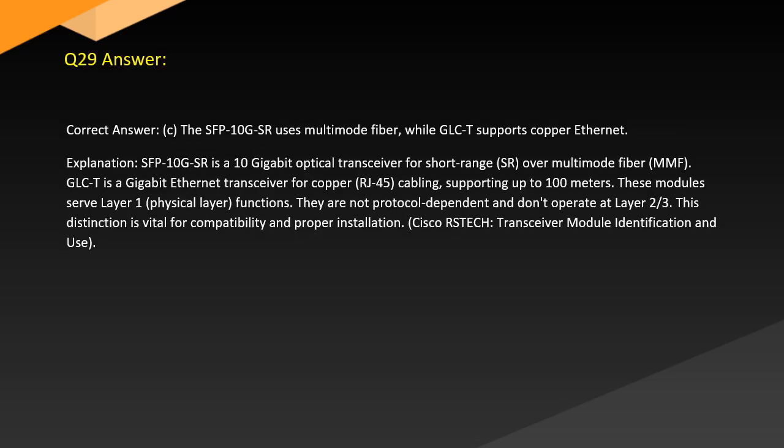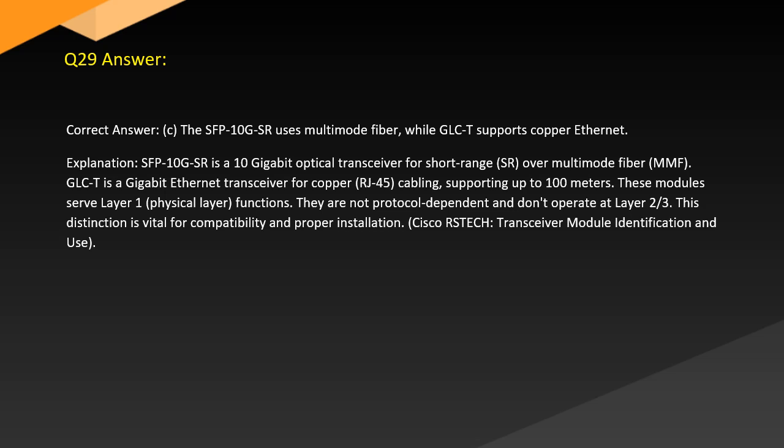Answer. Correct answer: C. The SFP-10G-SR uses multimode fiber, while GLC-T supports copper Ethernet. Explanation. SFP-10G-SR is a 10 gigabit optical transceiver for short range transmission over multimode fiber. GLC-T is a gigabit Ethernet transceiver for copper RJ45 cabling supporting up to 100 meters. These modules serve layer 1 physical layer functions. They are not protocol dependent and don't operate at layer 2 or 3. This distinction is vital for compatibility and proper installation. Cisco RSTECH, transceiver module identification and use.